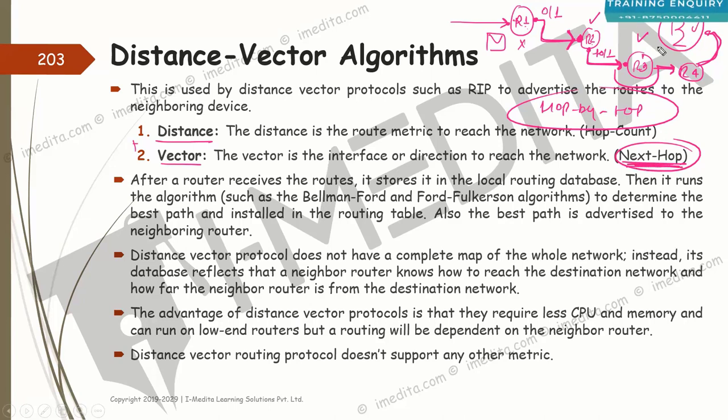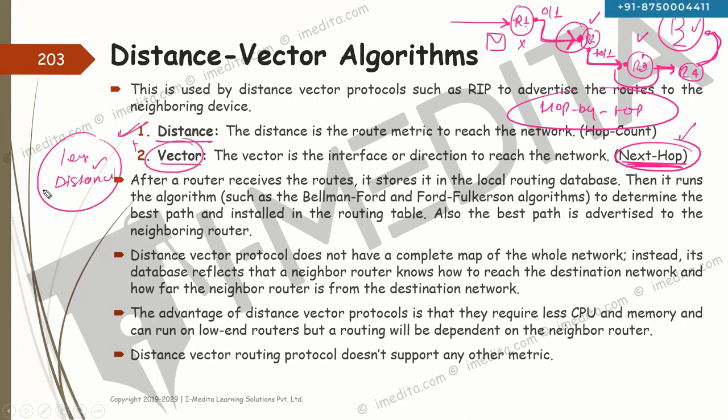So next hop is the next stop. Like if I have to reach a certain destination, what is going to be my next stop? Next hop represents actually that. So in whichever direction I have the less distance, that is going to be preferred as the best path. So that is the distance vector algorithm.